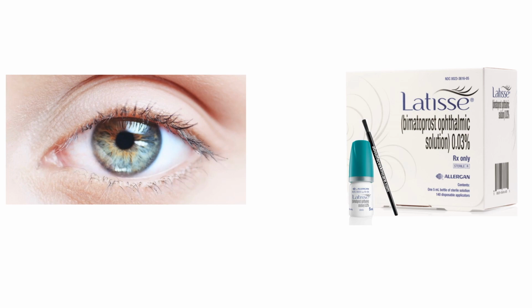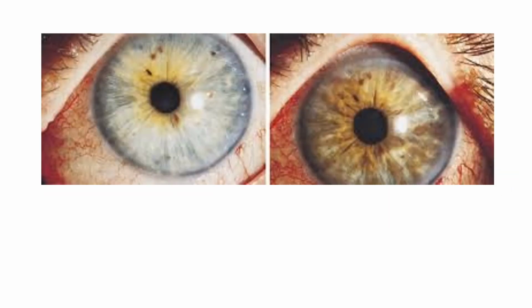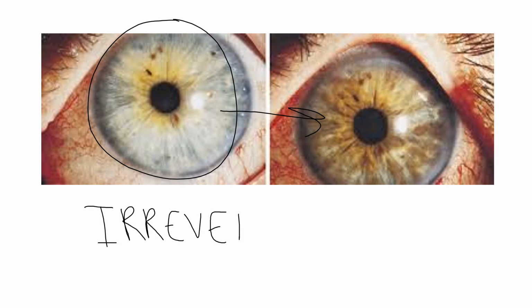Another side effect with the prostaglandin analogs is that it can change the pigmentation of the iris. This generally occurs in light-colored eye patients, and over time, the iris can change to a darker color. This is extremely important to counsel on, as it is irreversible once it does occur.